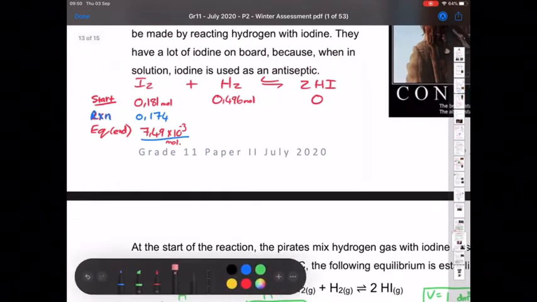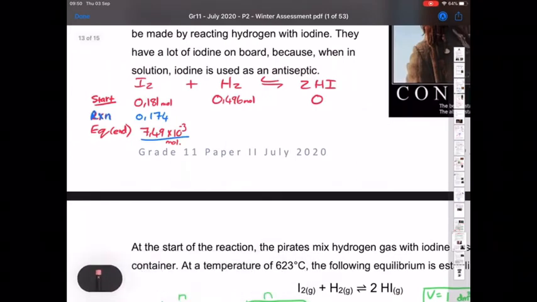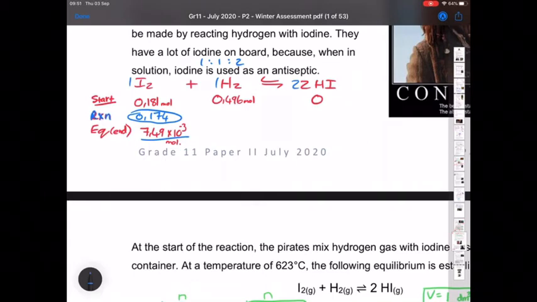So it is balanced. So our stoichiometric numbers are 1 is to 1 is to 2. So I've got a 1 is to 1 is to 2 ratio. So if you made 1 mole of iodine, that would have meant that you would have also had to have made 1 mole, the same amount, same ratio of hydrogen. These are moles.